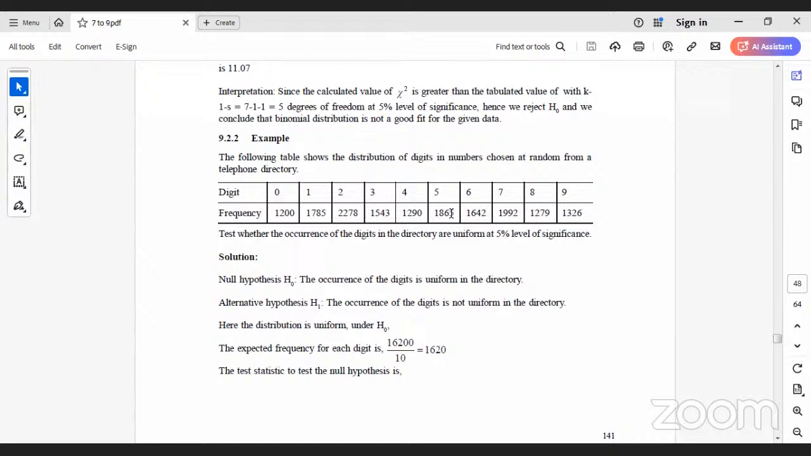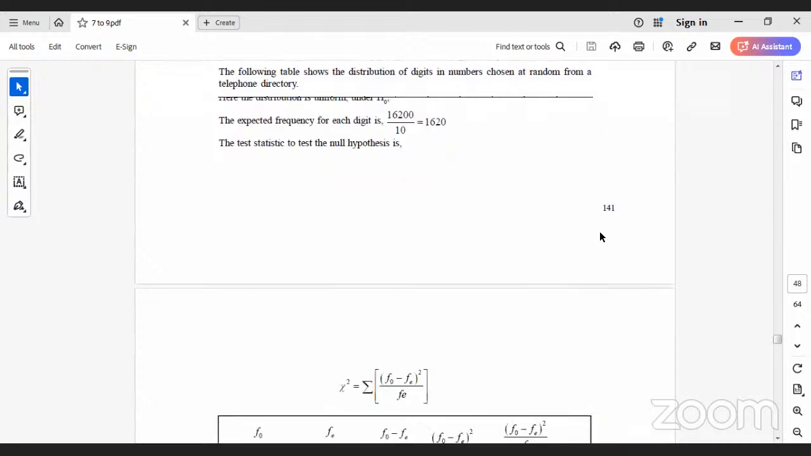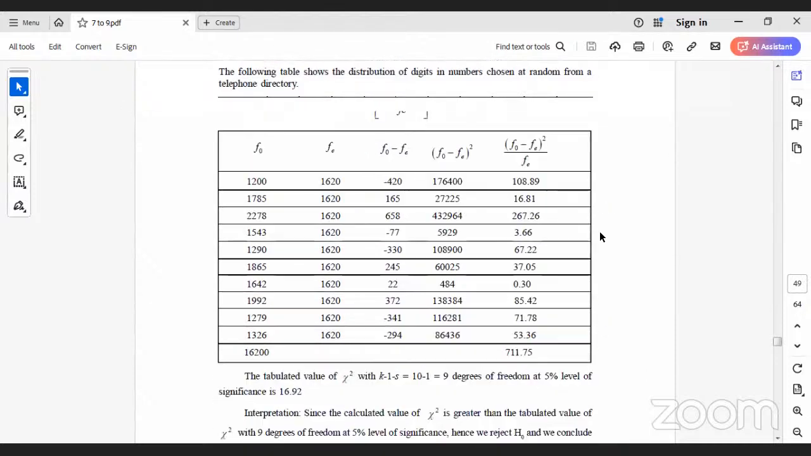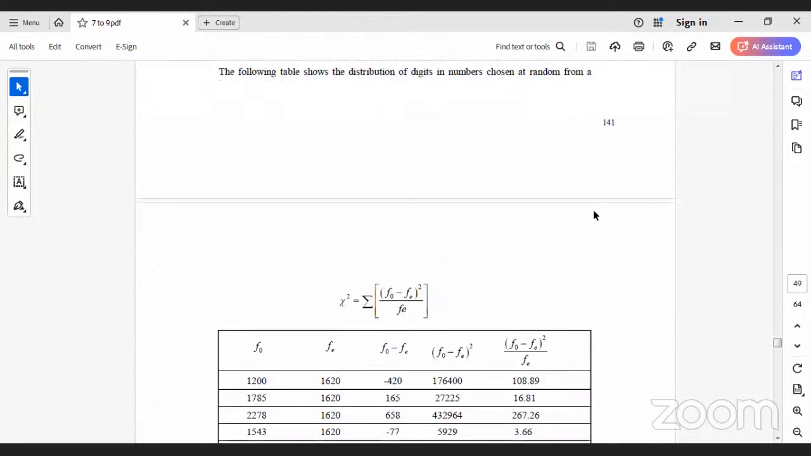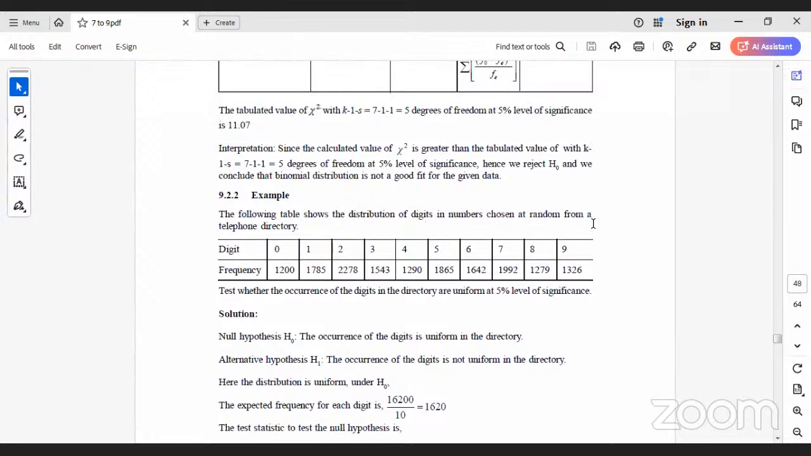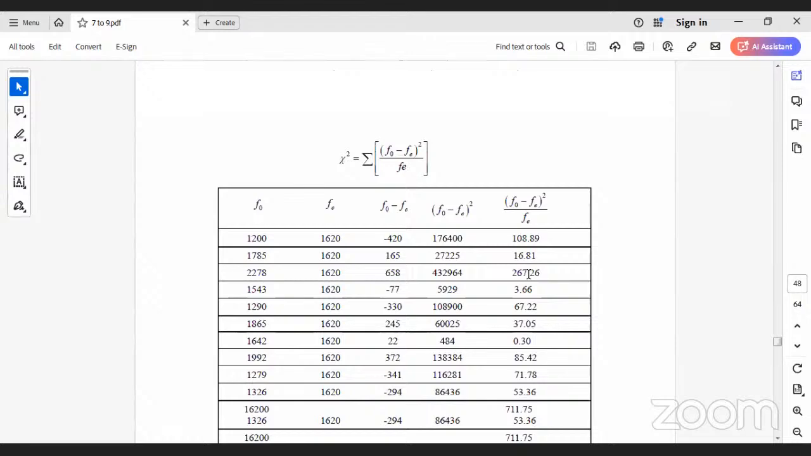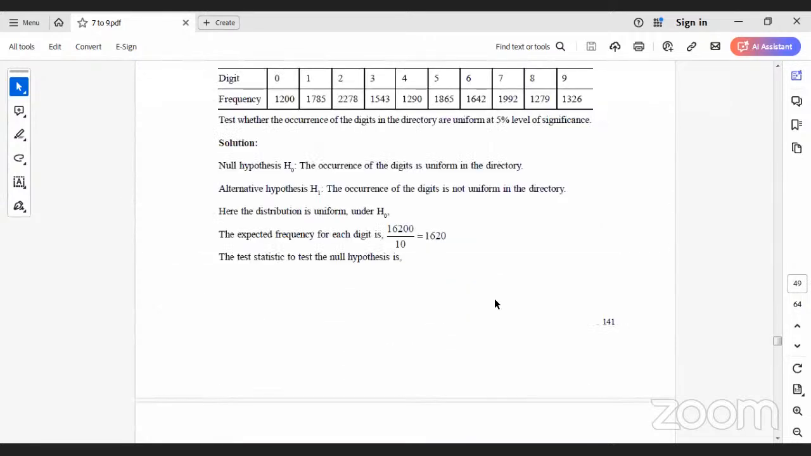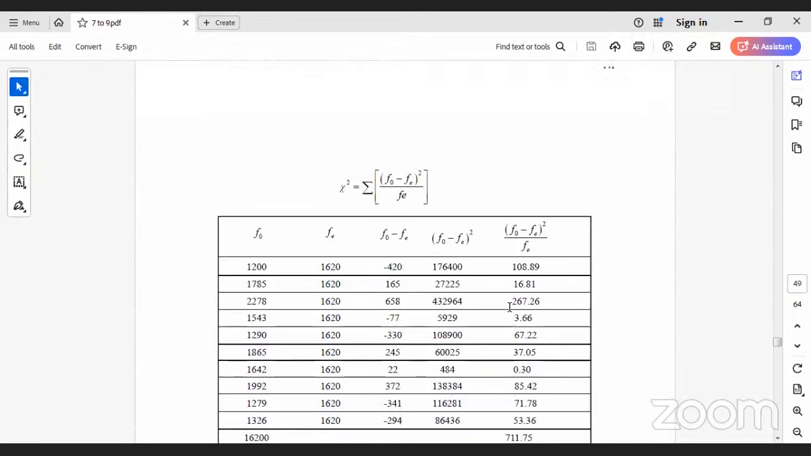The total is 16,200 divided among 10 numbers, so the expected frequency is 1620. Under the null hypothesis we write these values, digits 0 to 9, that is 10 values. So that is FO and FE. The FE we find here is 1620 for each.